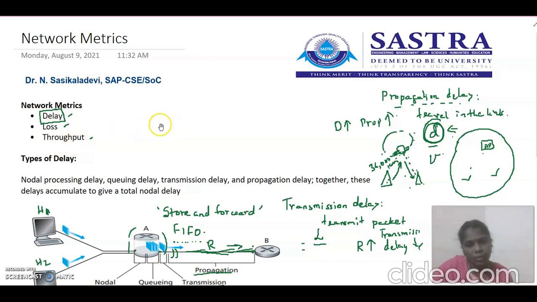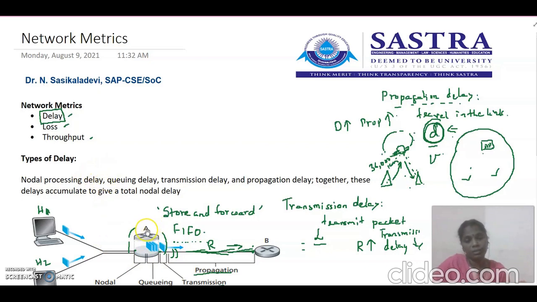Packet loss is based on the traffic intensity, or how many nodes are connected to the network. If the number of nodes connected to the network is high, then all the nodes may contribute to the traffic. If all the nodes are transmitting data at the same time and it exceeds the bandwidth, then automatically packet loss will occur. The throughput depends upon the number of links as well as the bottleneck link. If any one of the links has a very small capacity or bandwidth, definitely the throughput will be very low.